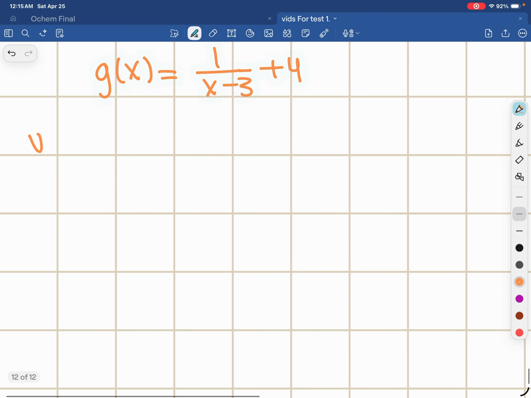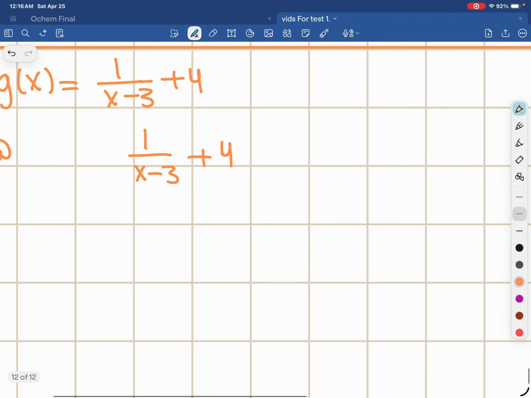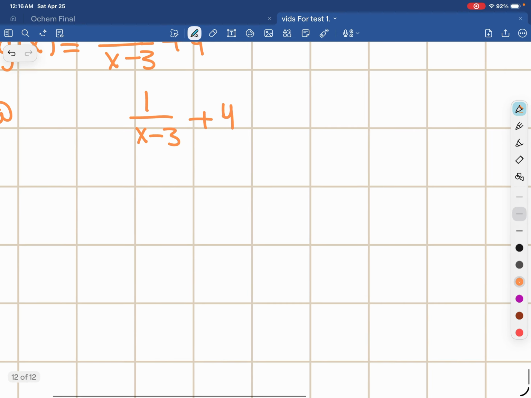So let's start with our vertical asymptote. When we're talking about vertical asymptotes, we first make sure there are no removable holes. What that means is that if two terms cancel out after we simplify everything, and then we will apply our rules for our vertical asymptote. For this example, we have 1 over x minus 3 plus 4. Well, this term's not completely simplified, so we need to get everything into one fraction.